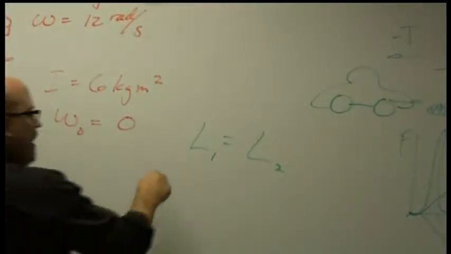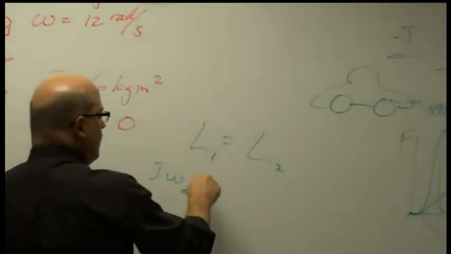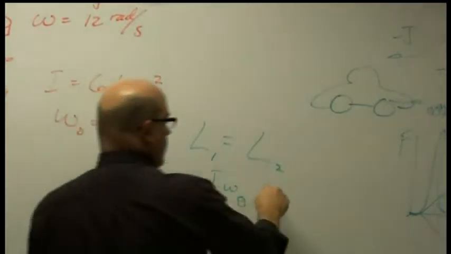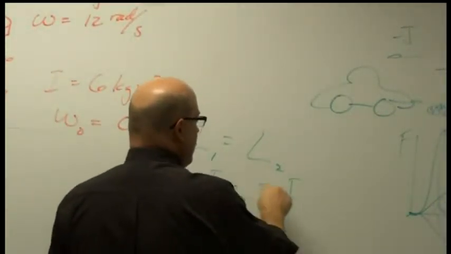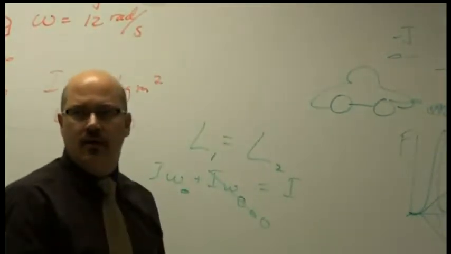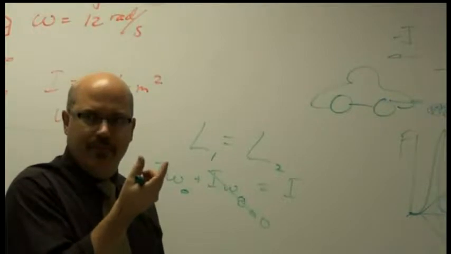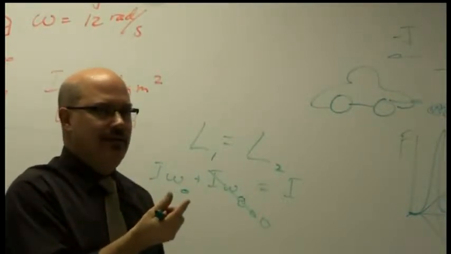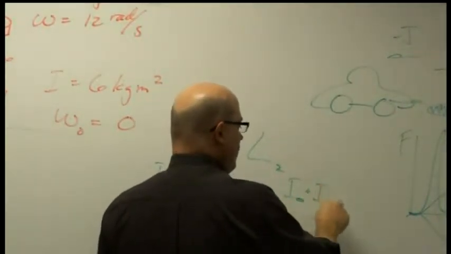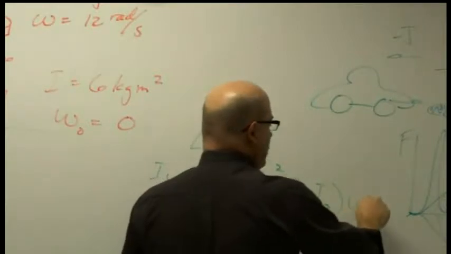It's nice and easy. We have an I omega for the top one, plus an I omega for the bottom one. But beforehand, the bottom one's not moving, so that is 0, and we just have the top one. Afterwards, we have an I omega for both. Can we combine them? Yes. Will they end up with the same omega? Yes. So we have I of the disk plus I of the fatter one, times the same omega.